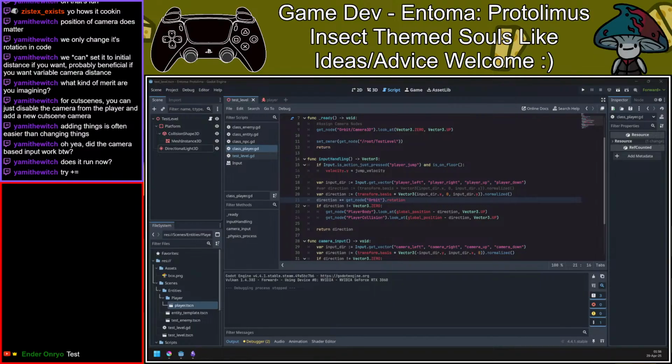What? Odd. Okay. I got distracted. I was looking at something. Okay. Nothing should be messing with the player's rotation.